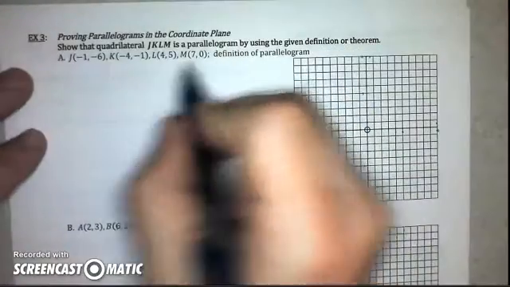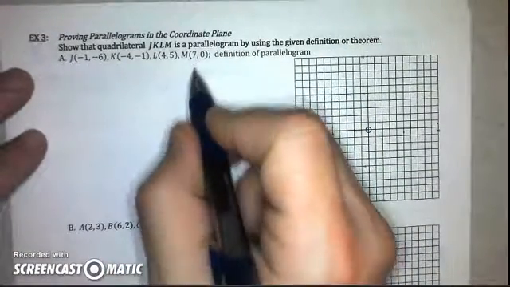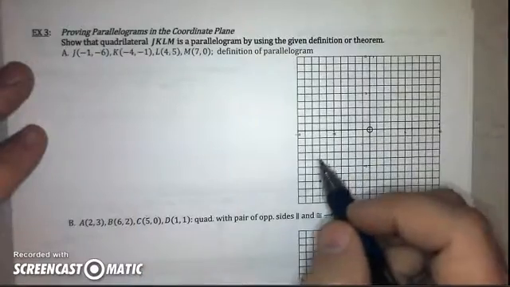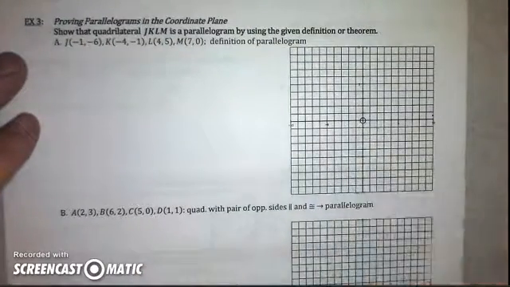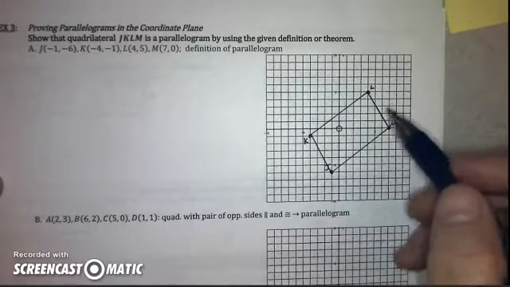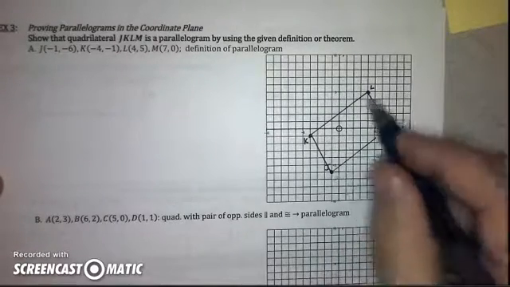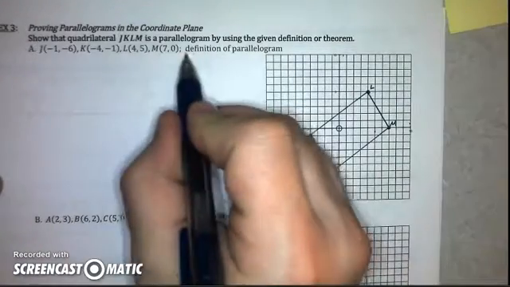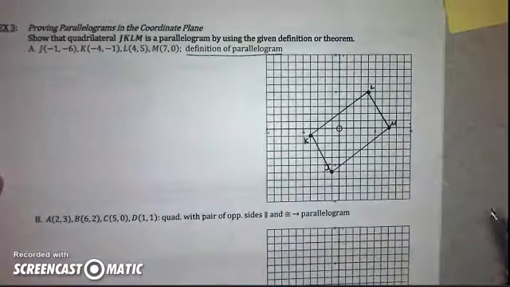So I give you the 4 points to plot. I want you to plot those on your own, so you'll want to pause the video, otherwise it's just going to pop up on the screen in just a second. And just like that. So we get this quadrilateral with points J, K, L, and M, and we want to use the definition of a parallelogram to show that this is a parallelogram.